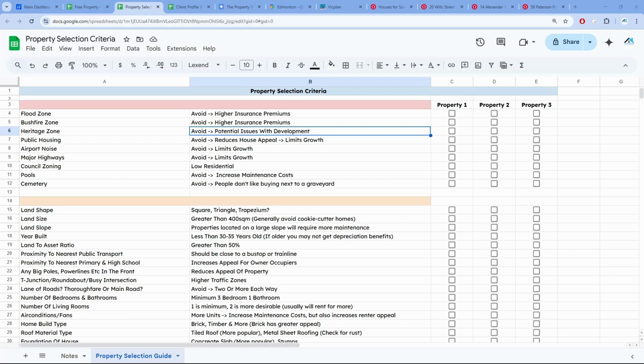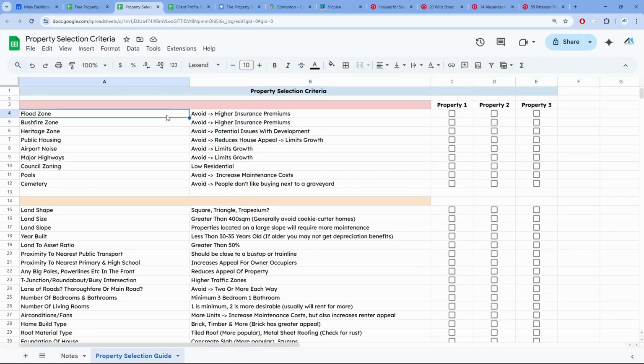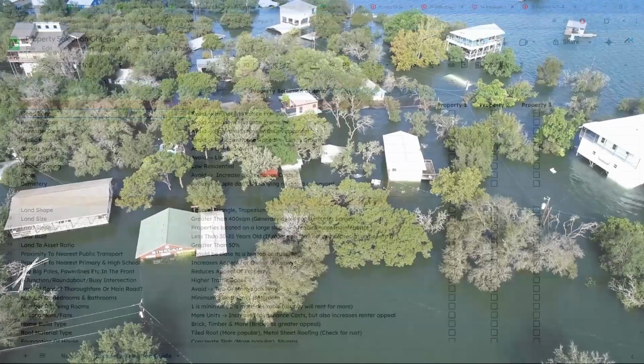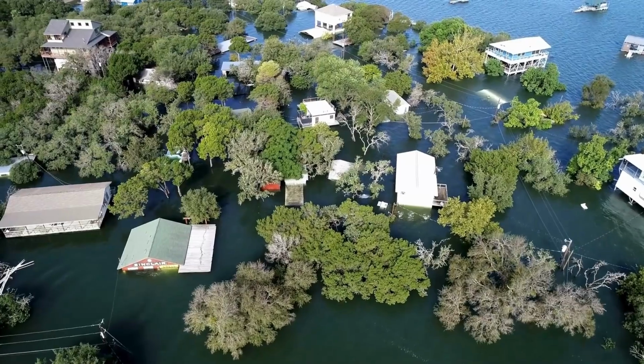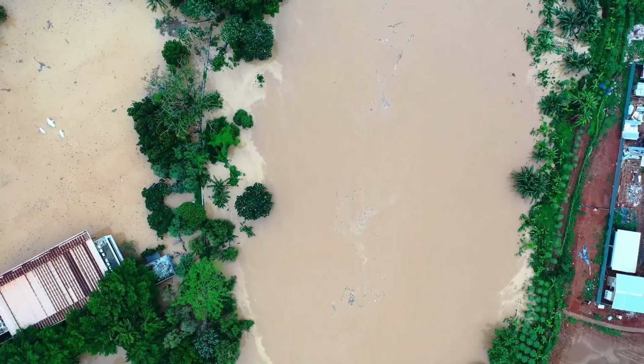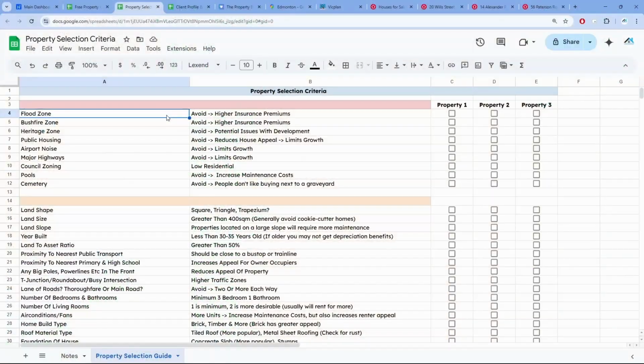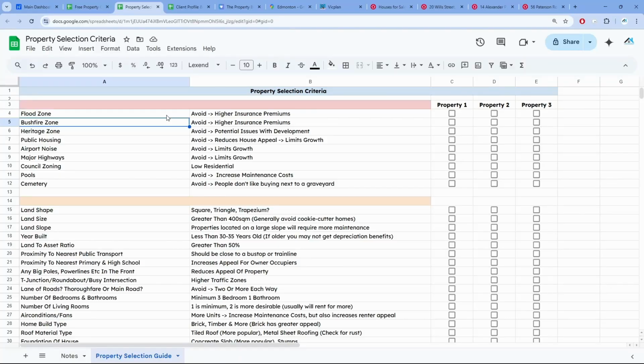Right? The first one we want to look at is flood zones, right? We don't want to be investing into locations or regions that have flood zones because that's going to have higher insurance premiums and, well, your house might get destroyed in a flood. Simple as that. Same thing with bushfires. They have higher insurance premiums and more risk for your house.